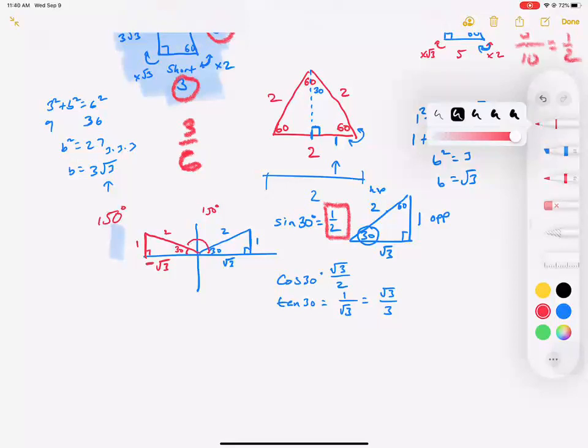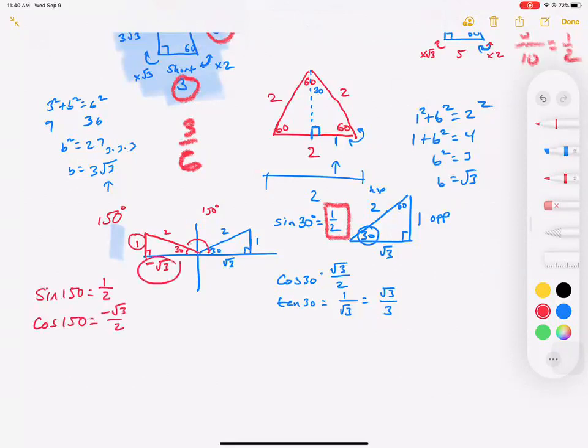So the sine of 150 will be opposite. Here's my opposite of 30 degrees. It's only 1 over 2. The cosine of 150 is going to be negative square root of 3 over 2 because it's my adjacent over hypotenuse. And the tangent of 150 is negative 1 over square root of 3, rewritten as negative square root of 3 over 3.